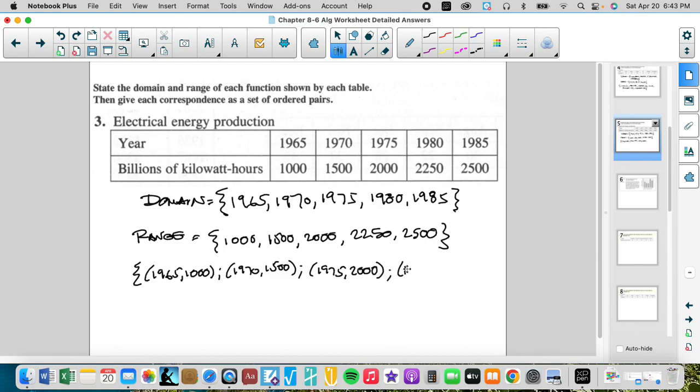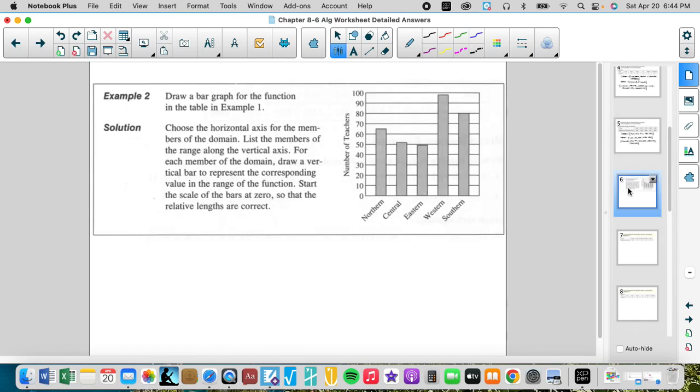History lesson. 1980, 2250. And the last, 1985, comma, 2500. Close the parentheses. All right, draw a bar graph.